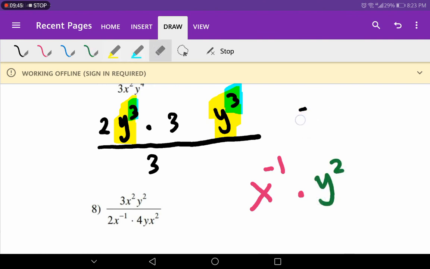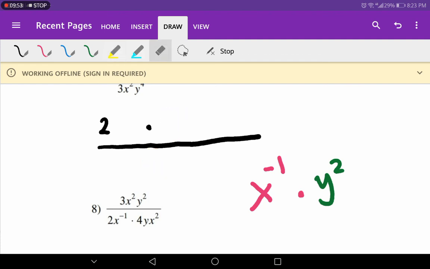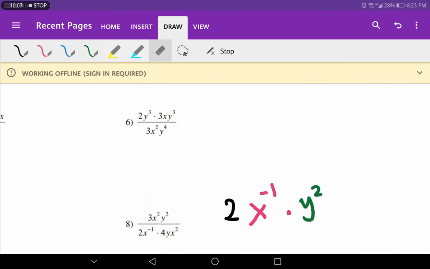We're done. Now what is left? The coefficient. I said if you have the same number up and down, erase them. What is left? 2. Up or down? Up. So I write it like this. If it were down, I would draw it like this. Okay, so this is the answer. This is question number 6, by the way.